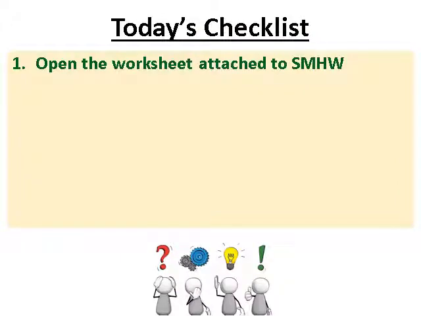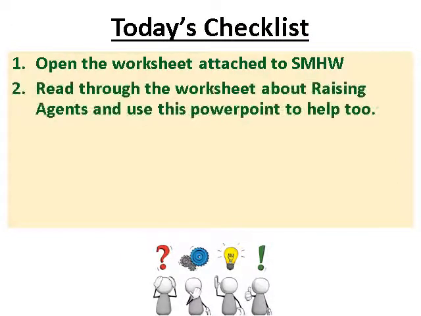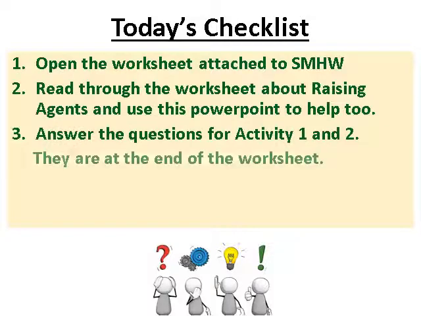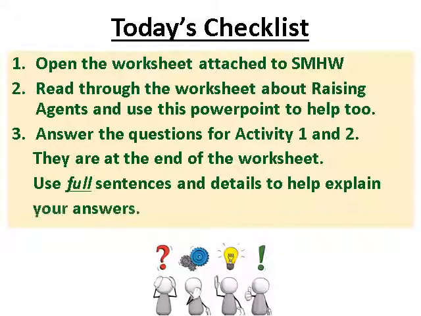Today's checklist then: open the worksheet attached to show my homework, read through the worksheet about raising agents, and use this PowerPoint as well to help you. Answer the questions for activities 1 and 2. They are at the end of the worksheet that's attached. And please use full sentences and details to help explain your answers. Please, no one-word answers. Really explain to me, and to those that would be reading it within the exam board, what you're trying to get across. Show your knowledge. Any problems, get in contact as normal, and good luck.